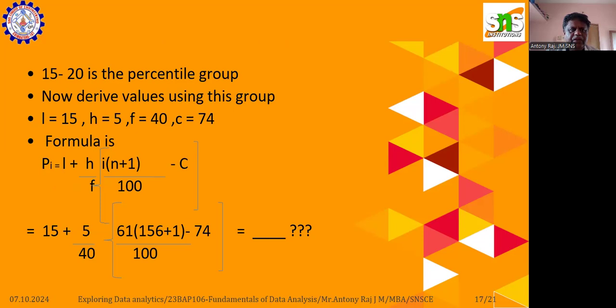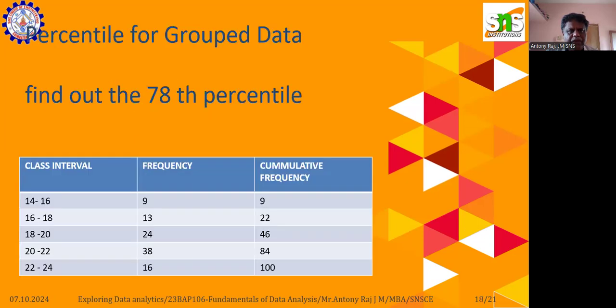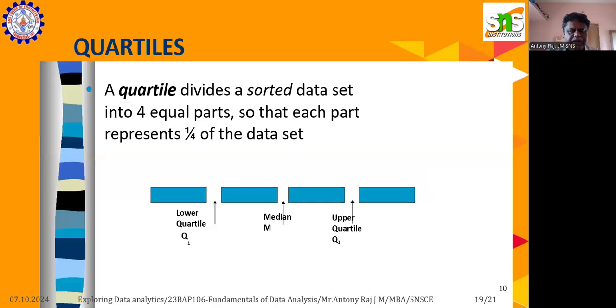Now we are going to derive the values based on this. So L is equal to 15, h is equal to 5, f is equal to 40, c is equal to 74. Apply this in the formula and we are going to get the answer. This is how we calculate the percentile group for grouped data. Similarly, we can also work out a sum for this, where the class interval is given and frequency is given. Once we get the frequency, we have to work out the cumulative frequency and then complete it. Okay, so let us continue this in the next class. Thank you very much.